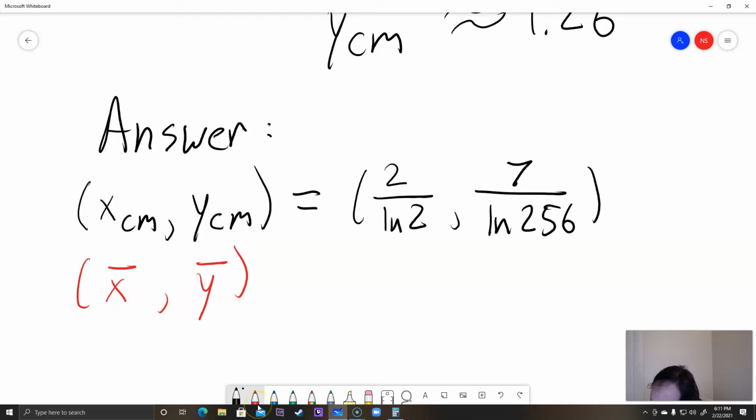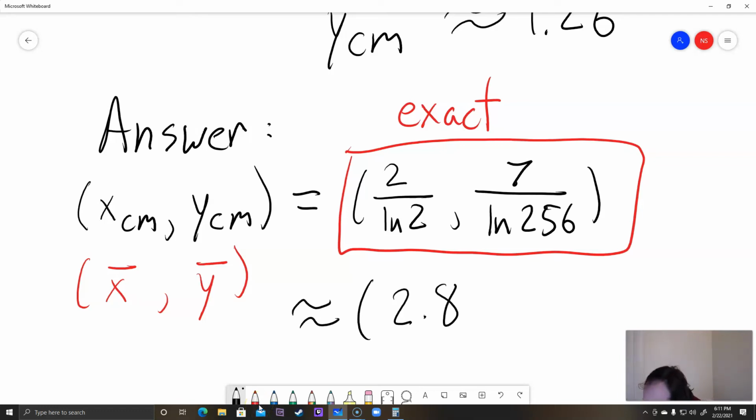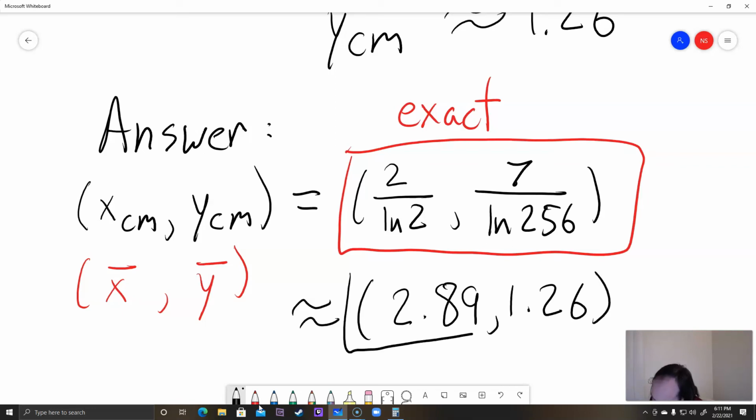So this right here is our exact answer. And then our approximation is approximately equal to 2.89, comma, 1.26. That right there is the decimal approximation.